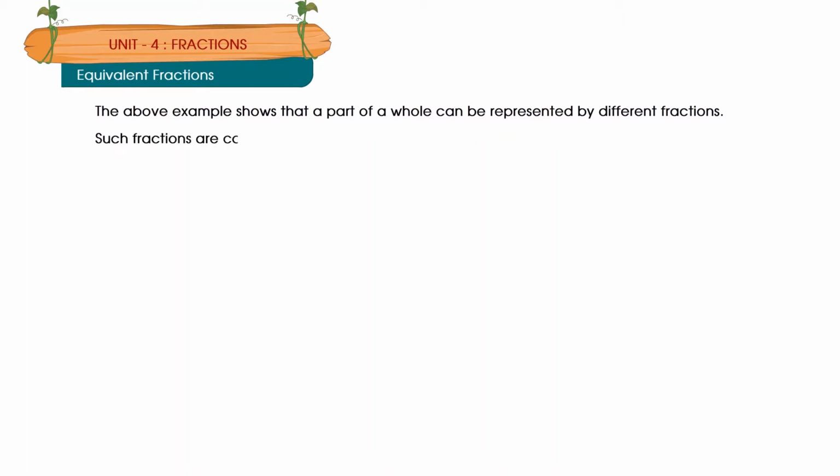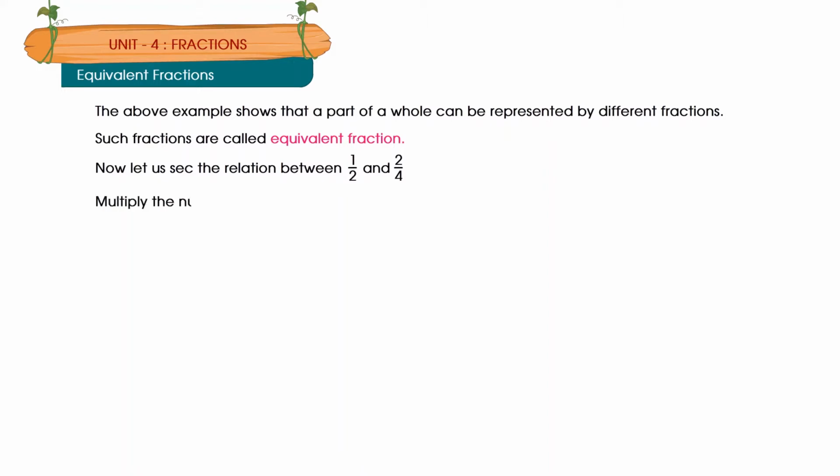The above example shows that a part of a whole can be represented by different fractions. Such fractions are called equivalent fractions. Now let us see the relation between 1 by 2 and 2 by 4. Multiply the numerator and denominator of 1 by 2 by 2. We get 1 into 2 by 2 into 2 is equal to 2 by 4.